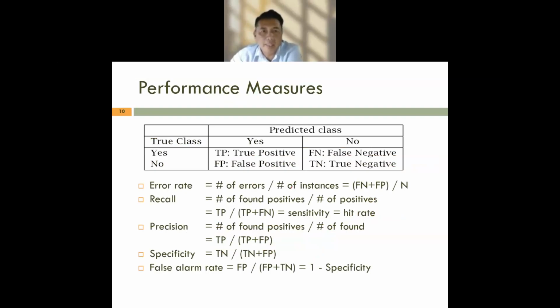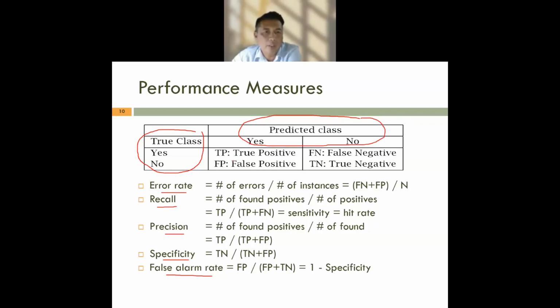Okay. When we try to compare the performance of the classifier, we normally use the error rate, recall, precision, specificity, and also false alarm rate. So these are computed based on the confusion matrix. The confusion matrix has a true class here, yes and no. You also have the predicted class here, yes and no.